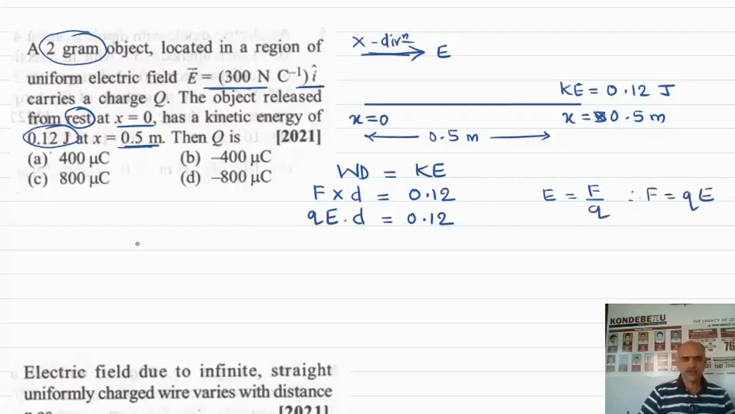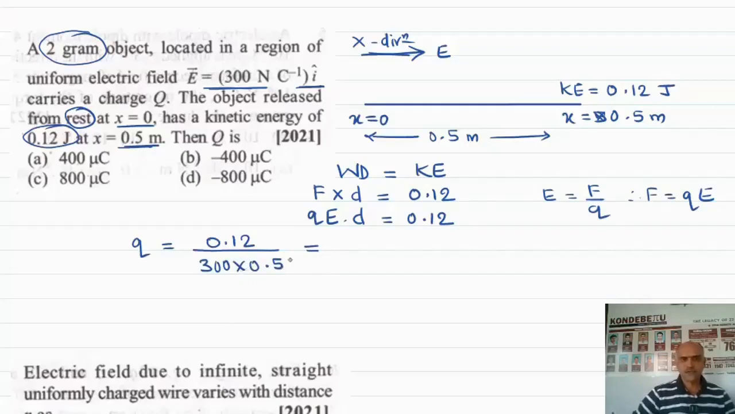Now you are required to find Q. So Q is equal to 0.12 divided by E into D. E is given as 300. D means distance traveled is 0.5. Now simplify, you will have the answer.